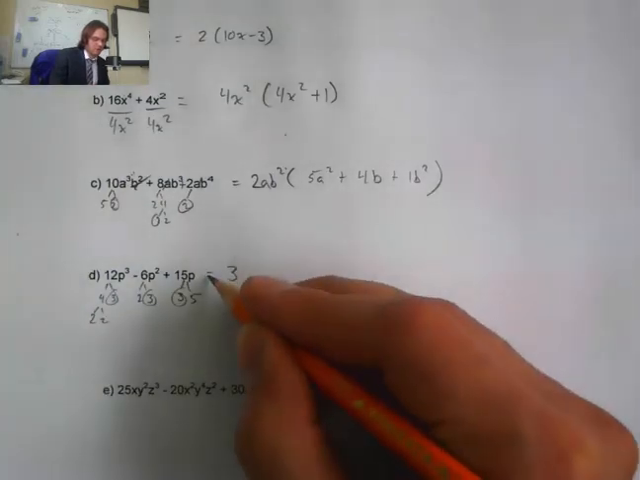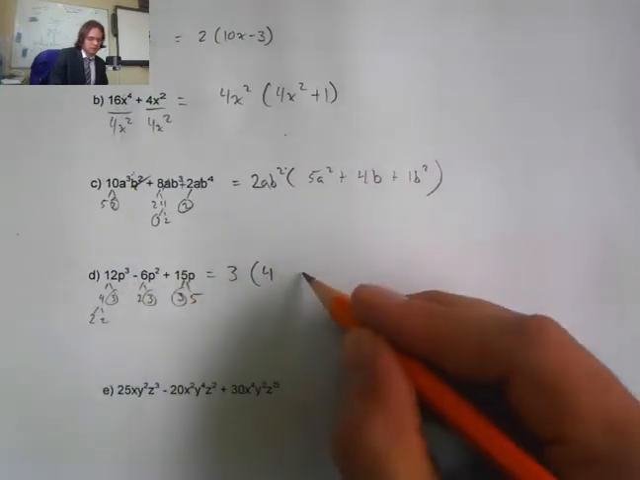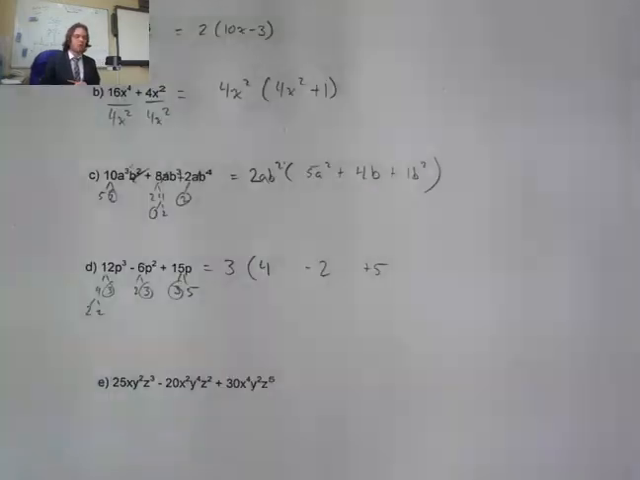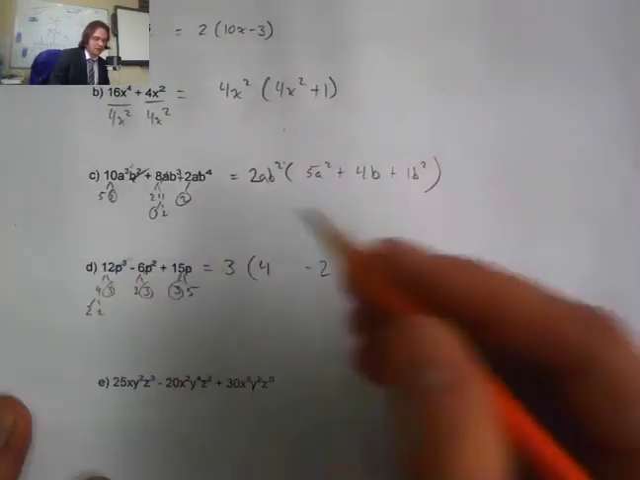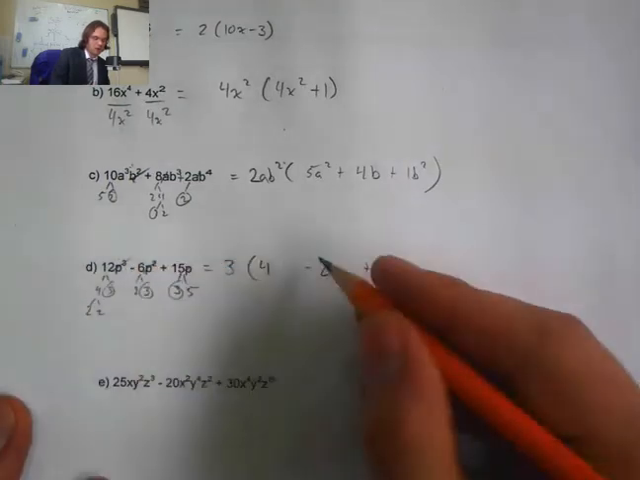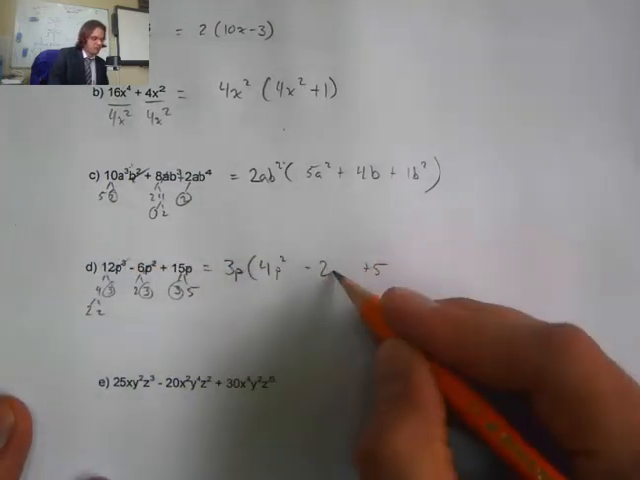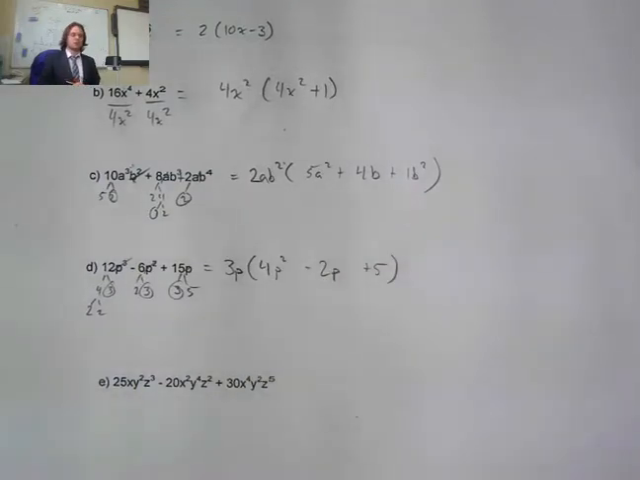So I have 3. Now what's left of this is going to be 4. This one's going to be minus 2. And this one here is going to be plus 5. Now I'm going to look at my letters. All of them have a p, so I could take out a p. So if I take out p there, I'm going to be left with p squared. Here I'm going to be left with p, and that's just going to be 5. So there it is factored out.